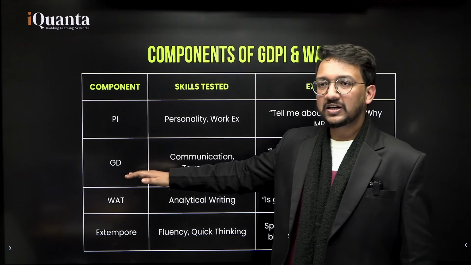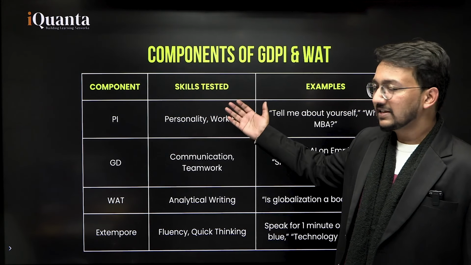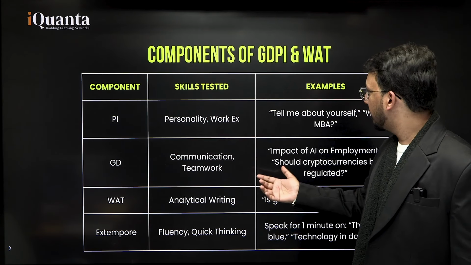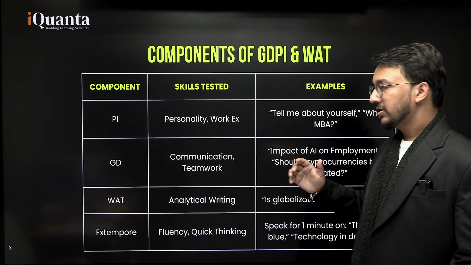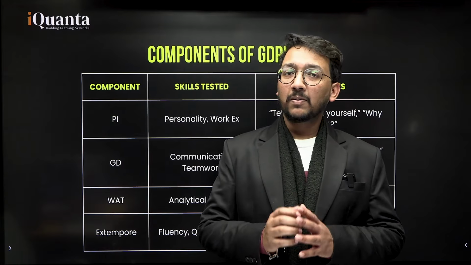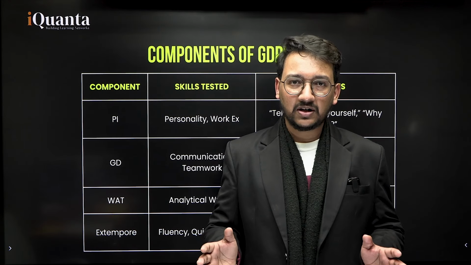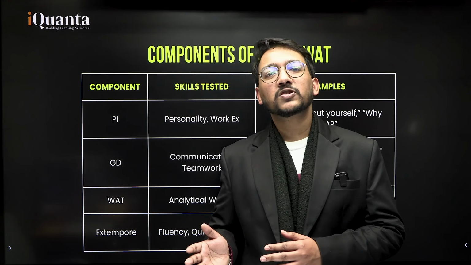If we talk about GD, as discussed, the skills tested are communication and teamwork. Some examples of GDs could be the impact of AI on employment, should cryptocurrencies be regulated. Some of the B schools also have case-based GDs where a dilemma of a company is given and all the panel students have to discuss what could be the possible solution.